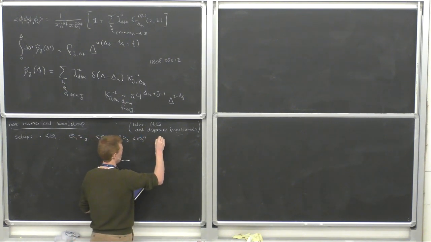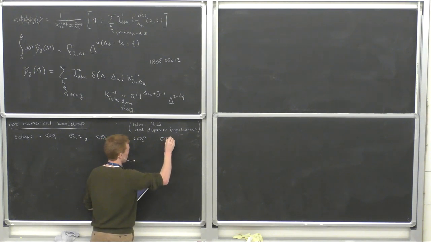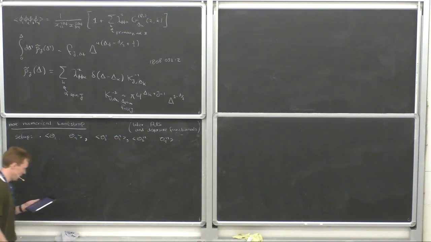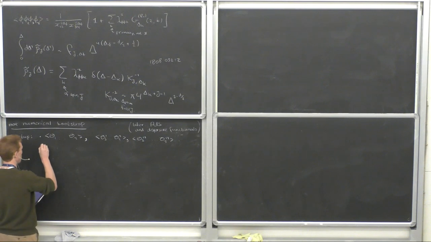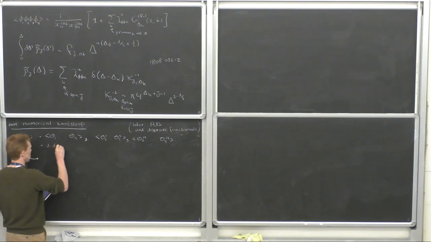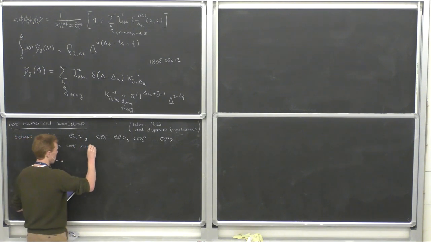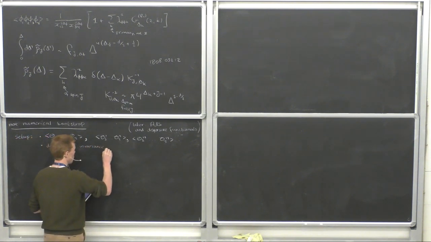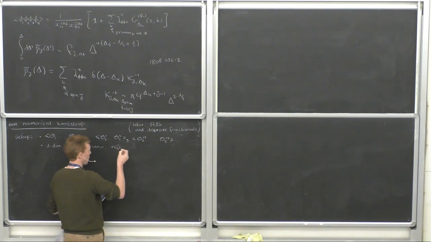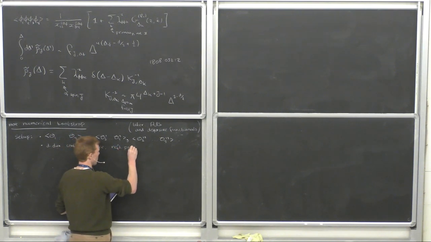And let me just denote them like that. Something like that. You impose d-dimensional conformal invariants. You assume reflection positivity.